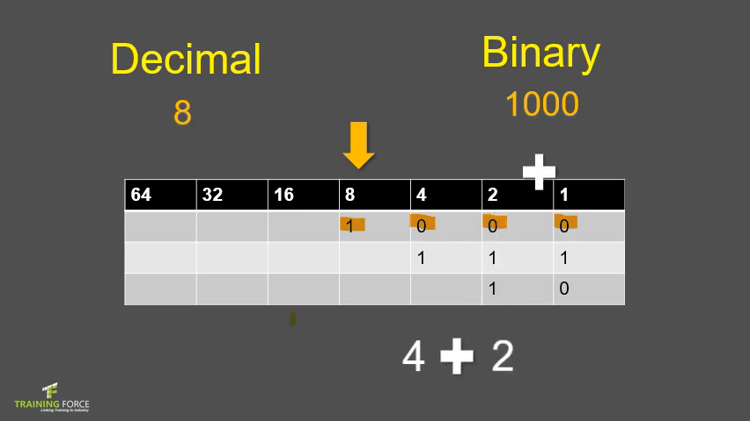Under 4 we have 1, so 4 plus, then under 2 we have 1, so that's plus 2, and under 1 we have a 1, which is another 1. So we have 4 plus 2 plus 1, and that equals 7. That gives us the decimal number 7. The next example, I'm sure you can work that one out for yourself. We have a true value 1 under the 2, which shows me that that's the number 2 in the decimal number system.